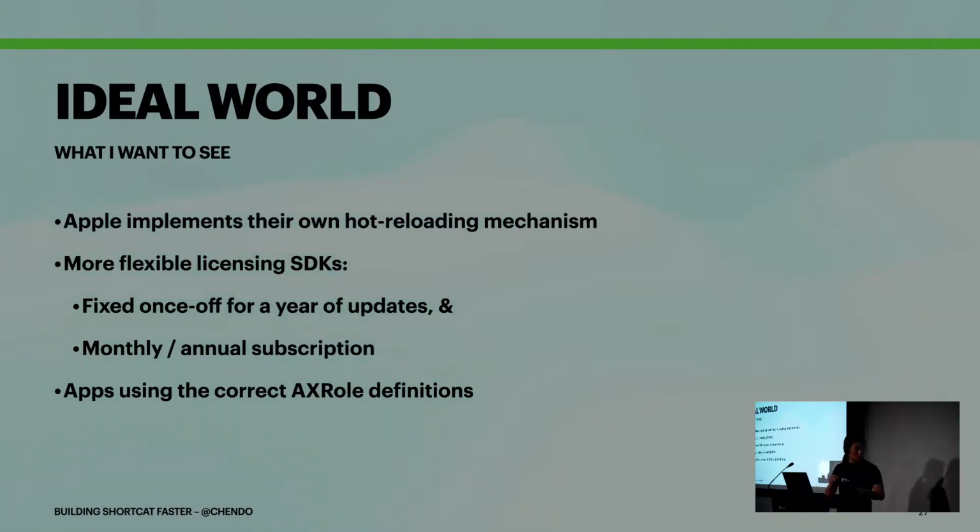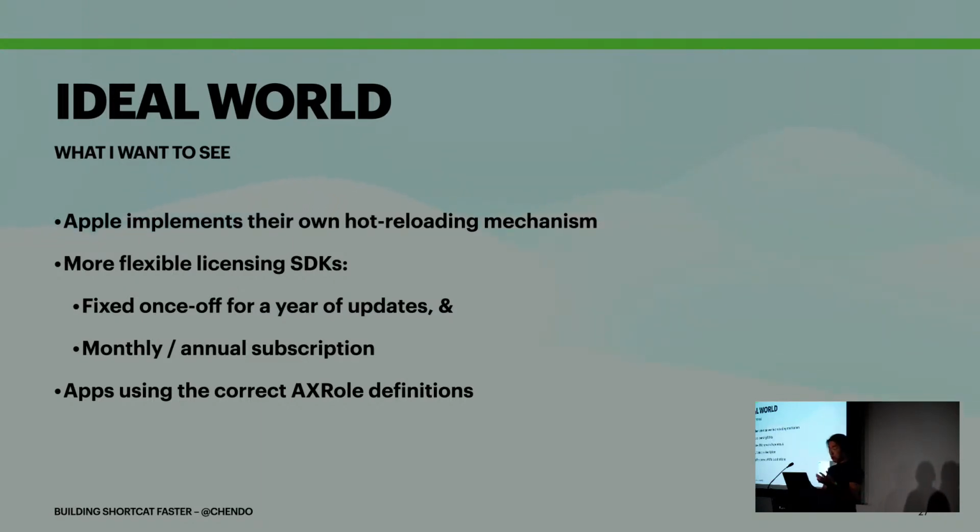Cool thing to note though, Shortcat does work on iOS apps. If you run an iOS app on your Mac or in a simulator, Shortcat will work on that. So it's a good way to do a quick litmus test of whether basic stuff is tagged correctly, ultimately.